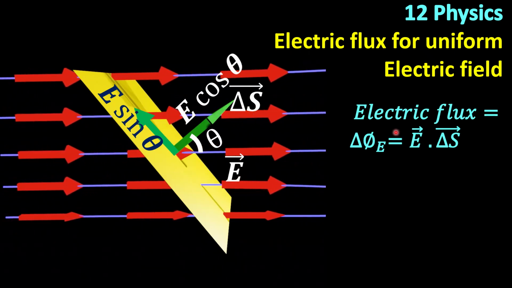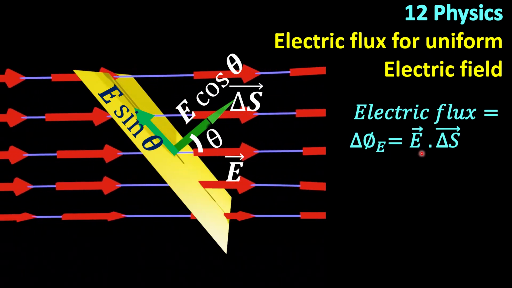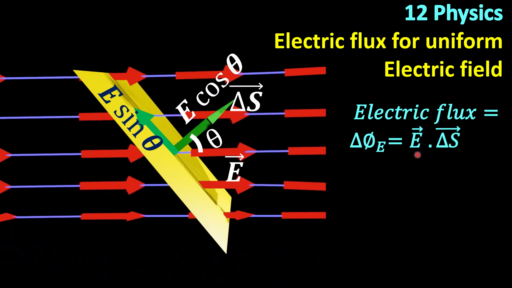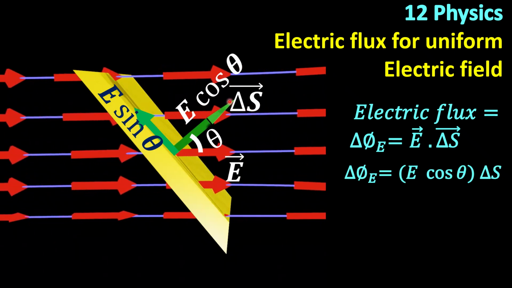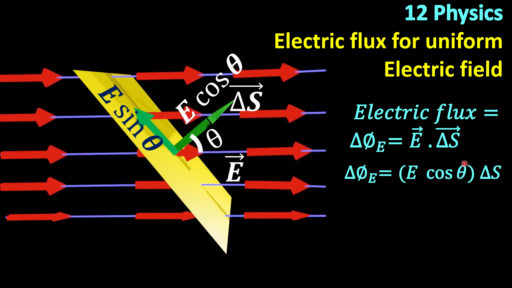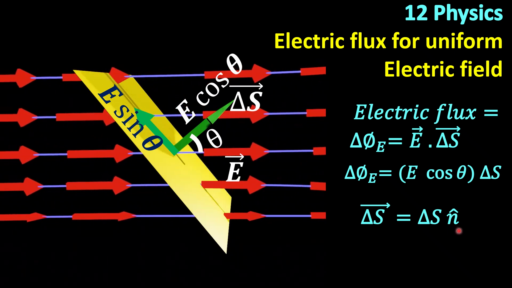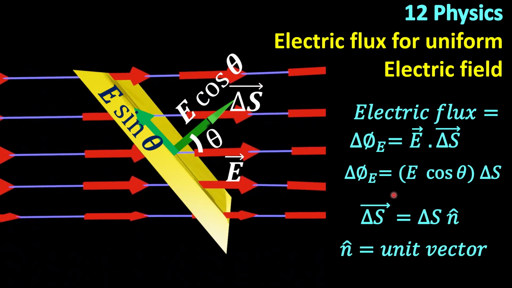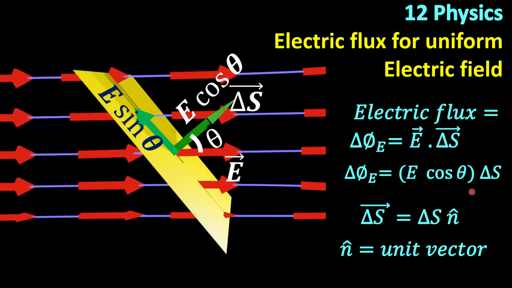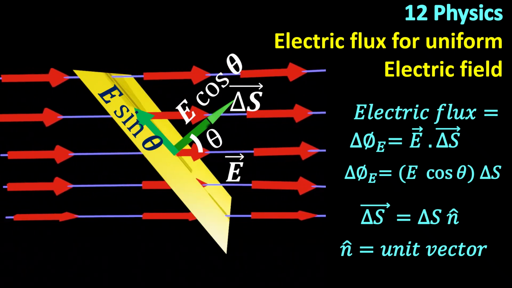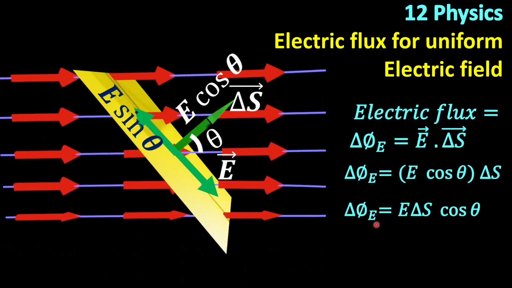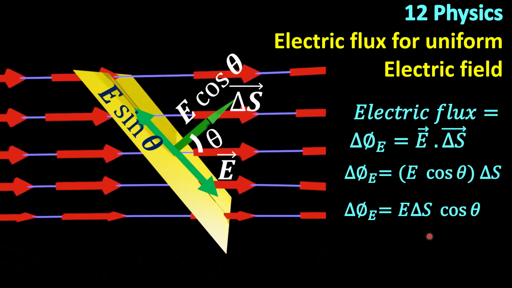We know that the electric flux delta phi is equal to E vector dot delta S vector. For the E vector, we can consider E cos theta. For the delta S vector, it is equal to delta S into n cap, where n cap is the unit vector. So phi is equal to E cos theta into delta S. Finally, we can say delta phi is equal to E delta S cos theta.